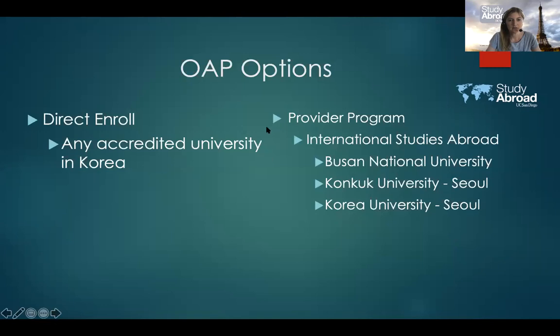All right, moving right along. For OAP options in Korea, as I mentioned, you can directly enroll at any accredited university in Korea. We have a lot of different programs that are offered through providers. One of the providers that we work really closely with is International Studies Abroad, which we sometimes call ISA. They have programs at Busan National University, at Konkuk University, and at Korea University. Again, these are outside of EAP. This would all be transfer credit, and you can use federal and state aid on these programs, just not UCSD aid. So that is a snapshot of some OAP opportunities.